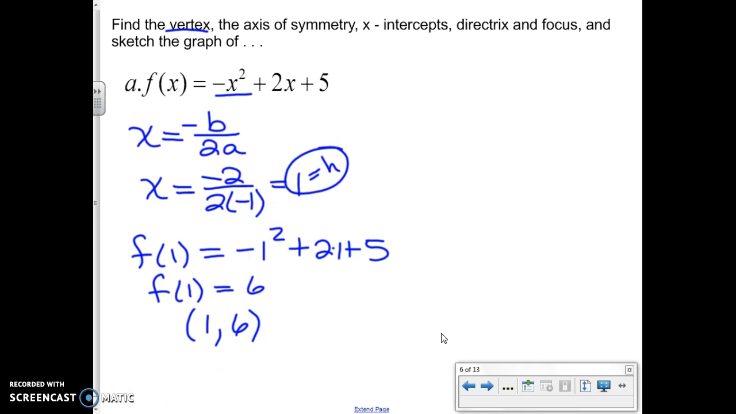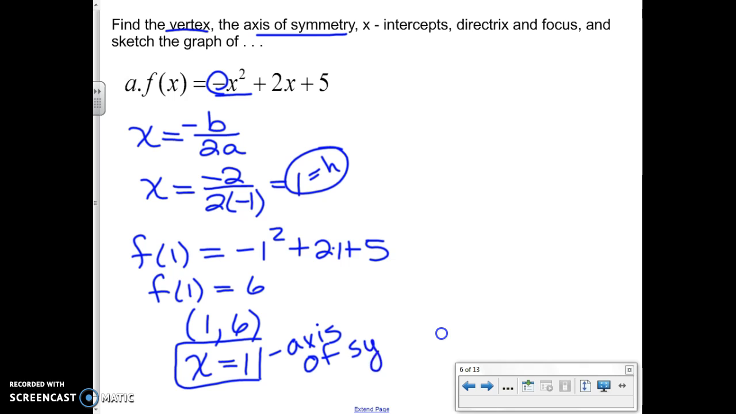If the vertex is at (1, 6), that automatically tells me where my axis of symmetry is located. Because it's the x that is squared, I know that this opens, actually it opens down because a is negative, and so my axis of symmetry is going to be at x equals 1. So x equals 1 is the equation of the axis of symmetry.